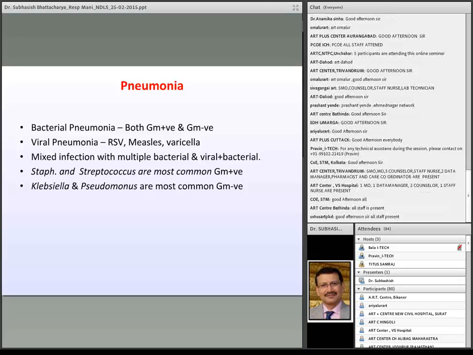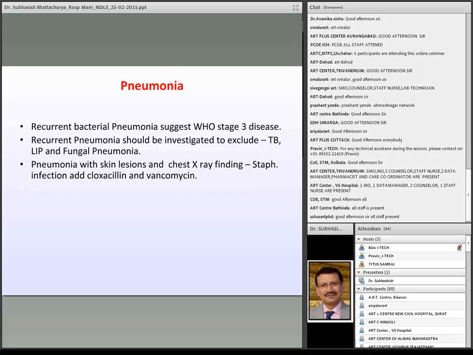Staphylococcus and Streptococcus are the most common gram-positive organisms, and Haemophilus influenzae is also common. Klebsiella and Pseudomonas are the gram-negative organisms in HIV infected children. Recurrent bacterial pneumonia suggests WHO stage 3 disease in pediatric HIV. Recurrent pneumonia should be investigated to exclude other causes of similar clinical presentation like tuberculosis, which is also very common, lymphocytic interstitial pneumonia, and fungal pneumonia.